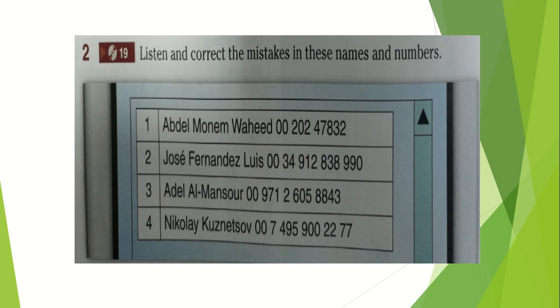Unit 2. Recording 19. 1. Abdul, that's Abdul. Monim, spelt Monim. Wahid, that's Waheed. And my phone number is 00202 48830. 2.